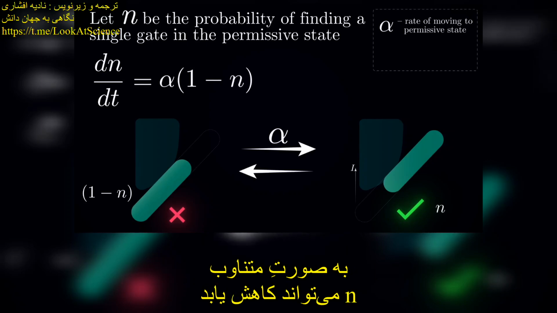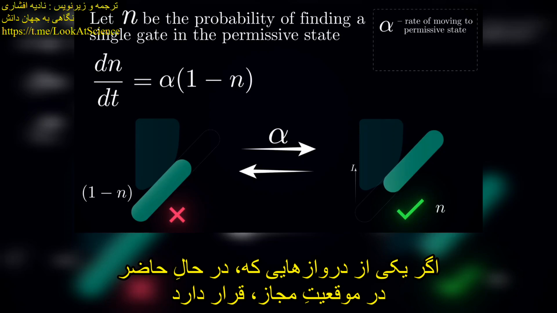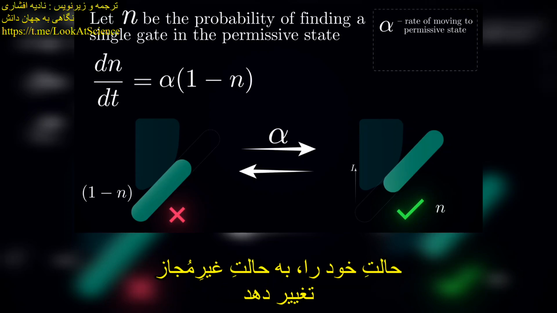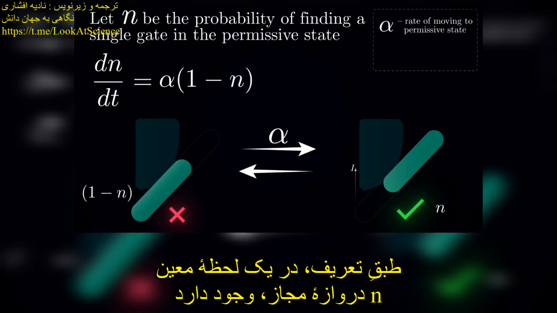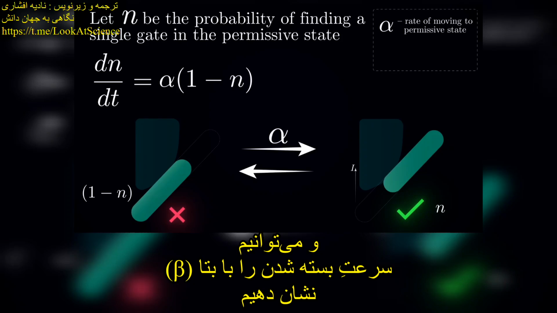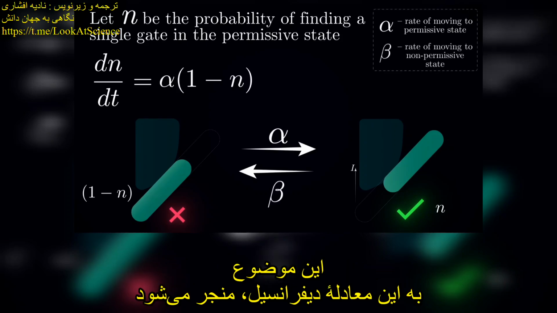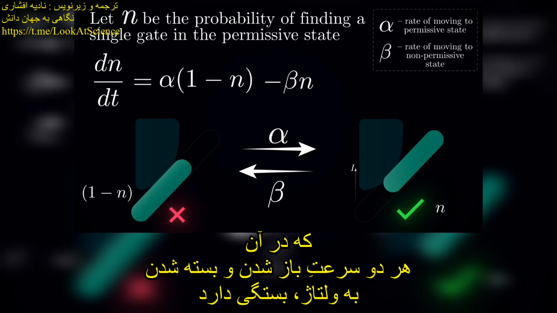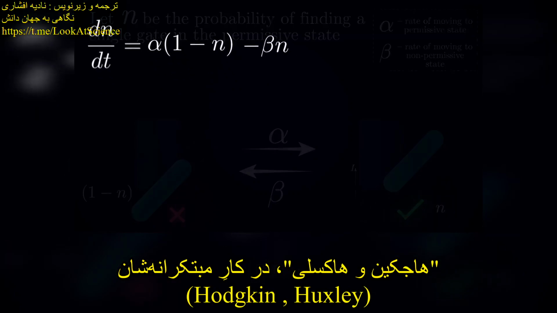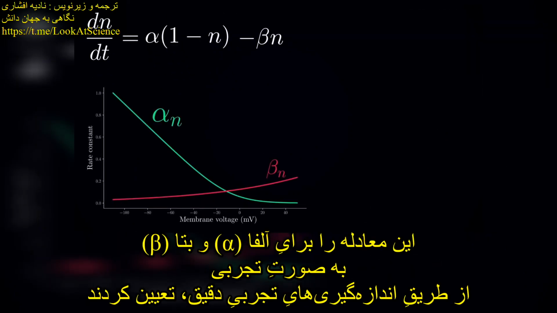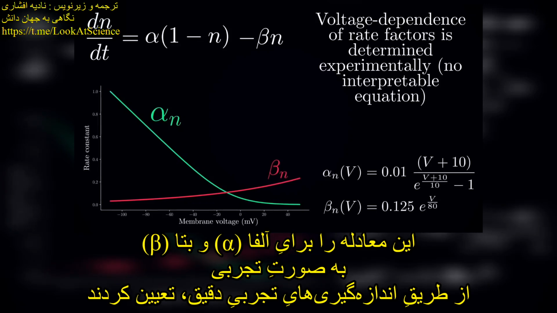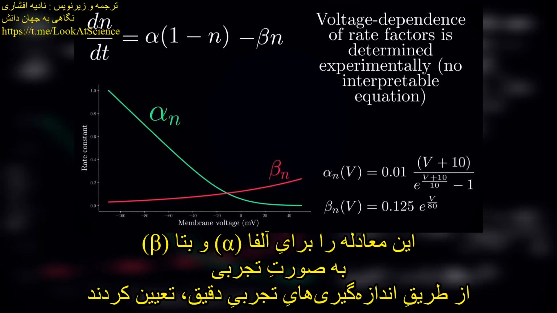Alternatively, n can decrease if one of the gates that is currently in the permissive position changes its state to non-permissive. By definition, at a given moment, there are n permissive gates, and we can denote the rate of closing as beta. This results in the following differential equation, where both opening and closing rates depend on voltage. In their original work, Hodgkin and Huxley determined the equation for alpha and beta empirically through careful experimental measurements.